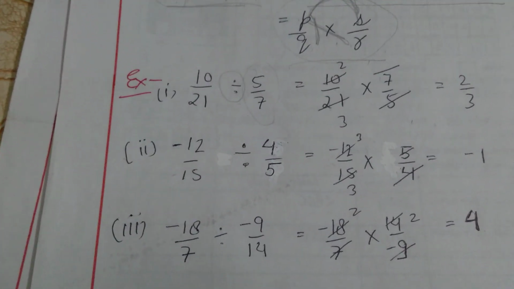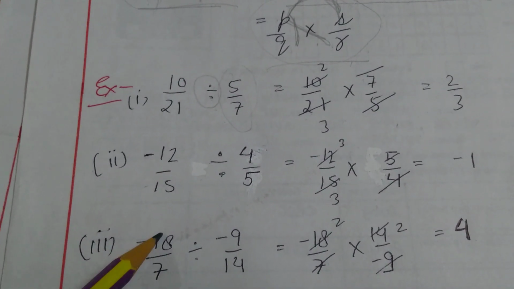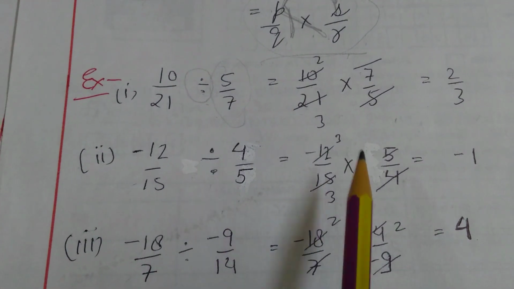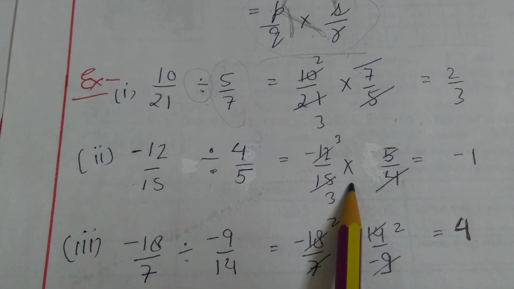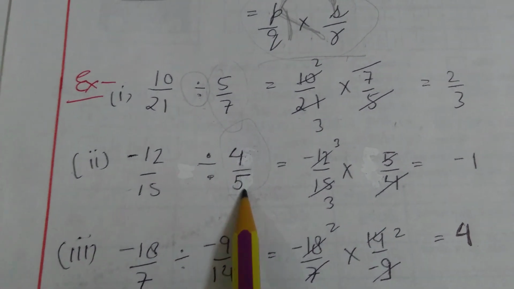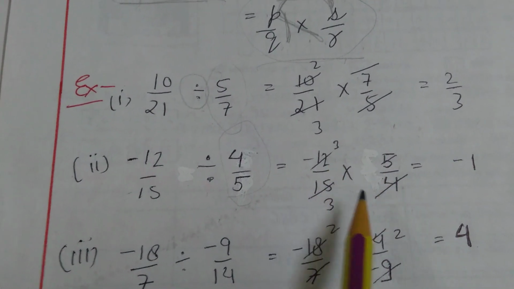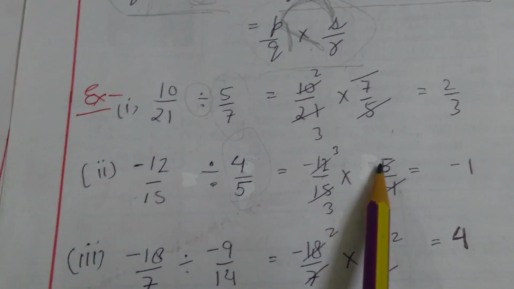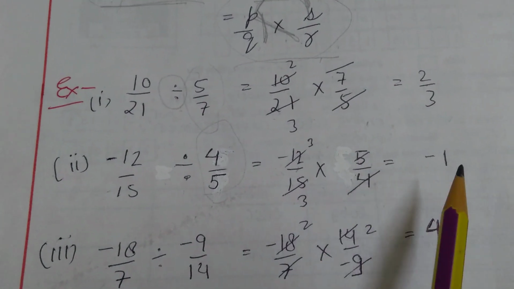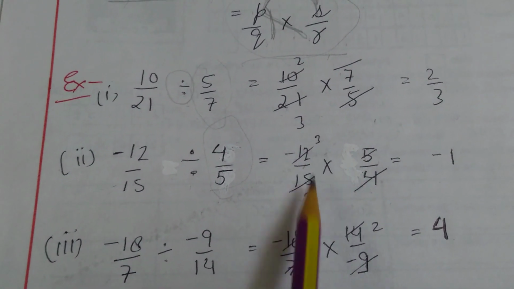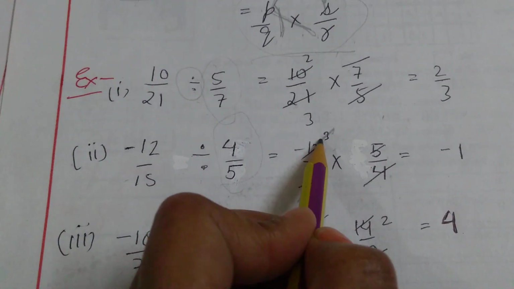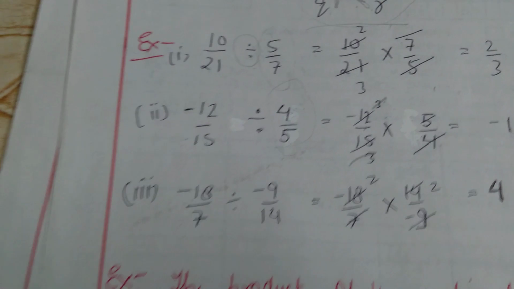Next is minus 12/15 divided by 4/5. This divide sign will be converted into a multiplication sign and the reciprocal of 4/5 is 5/4. Then we will simplify 4 and minus 12, and we will simplify 5 and 15. We will get minus 1. Then this 3 and this 3 will also get simplified. We will get minus 1.